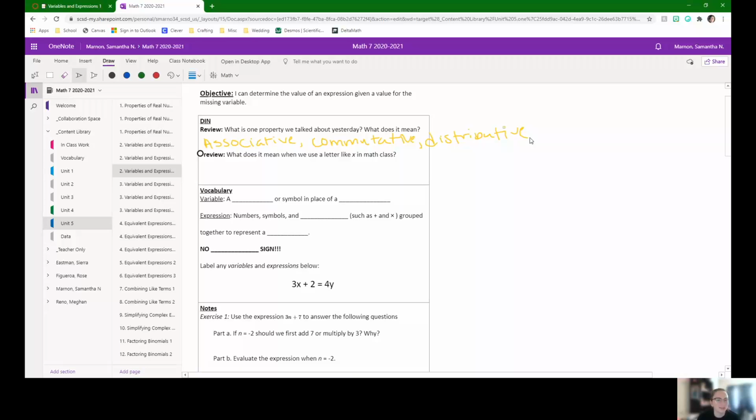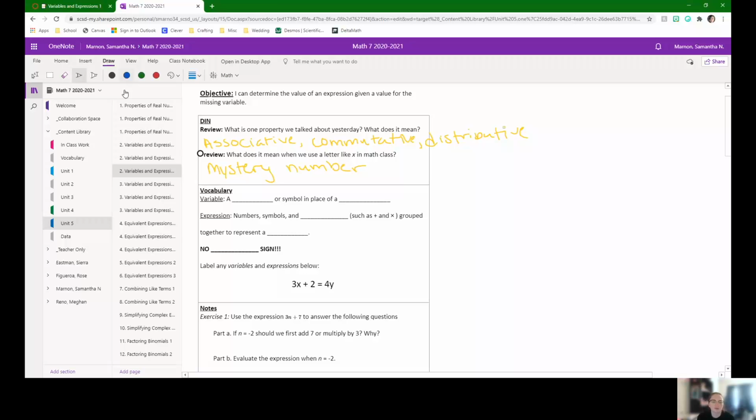So what does it mean when we use a letter like X in math class? This is our preview question. Think about it for a moment and then pause the video and answer. Okay, so when we use a letter like X, it just stands for some mystery number usually. Either we have to figure out what the mystery number is, or we get to say what the mystery number is.